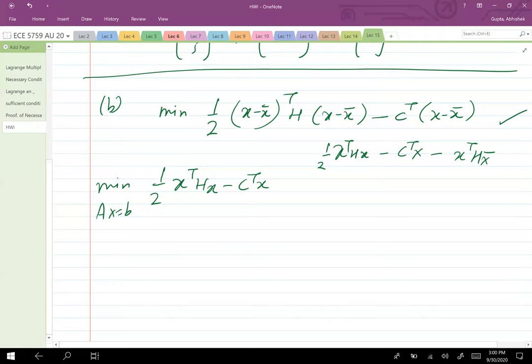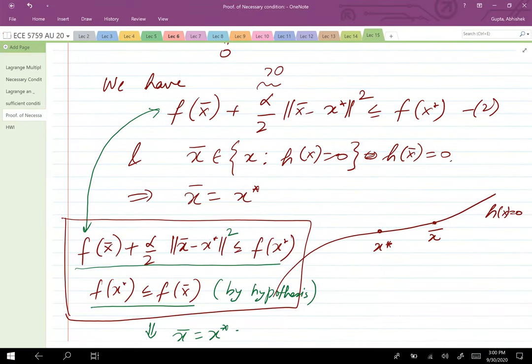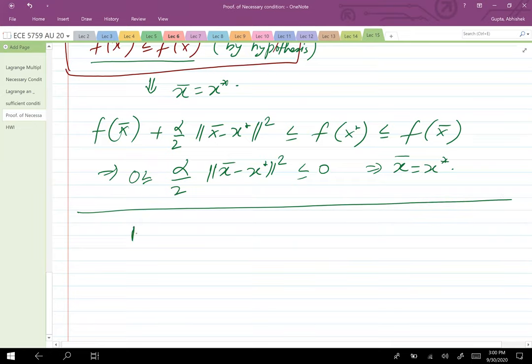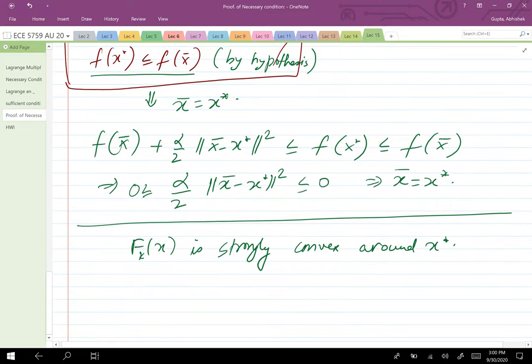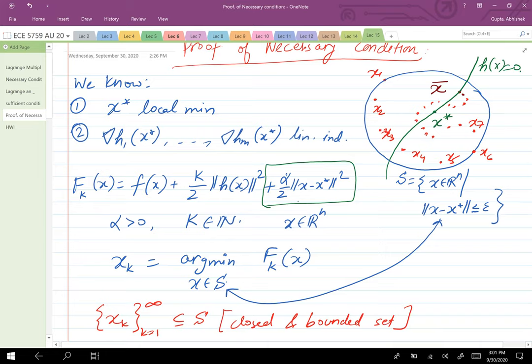Professor, at the end of today's class, you said that a function is strongly convex. I missed that part. Which function is strongly convex? So F_k of x is strongly convex around x star because of this term. Let me go up where I define it. You see this term? Yes. Because of which, around x star, capital F_k of x is strongly convex. I see. Thank you so much.